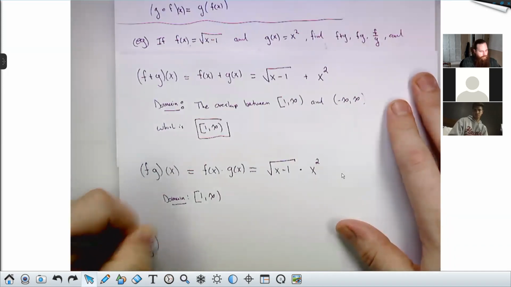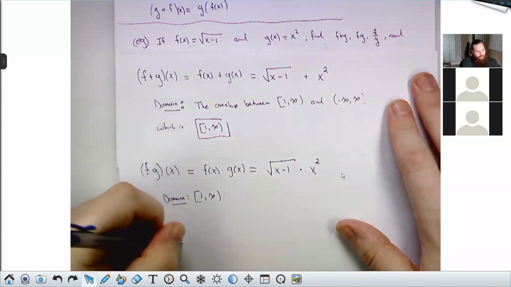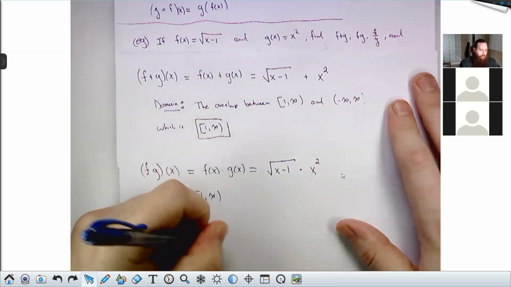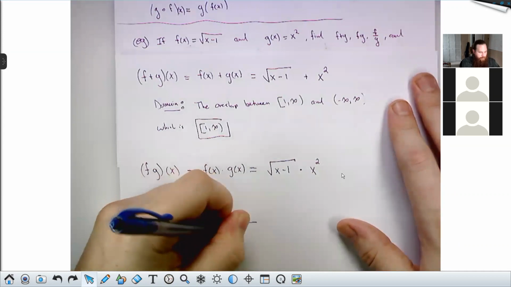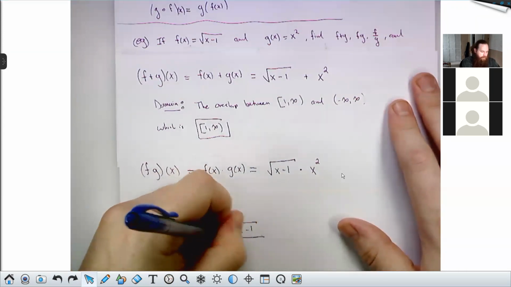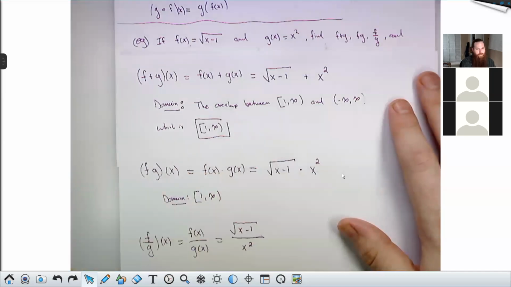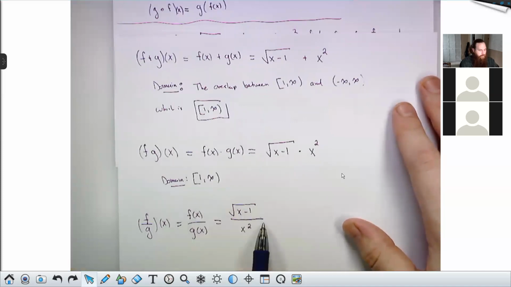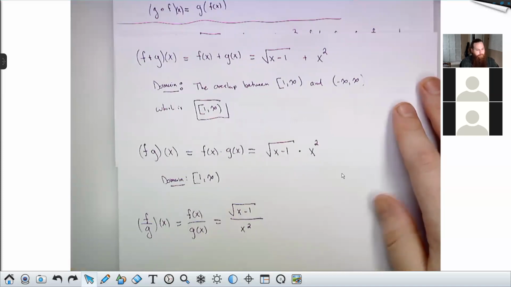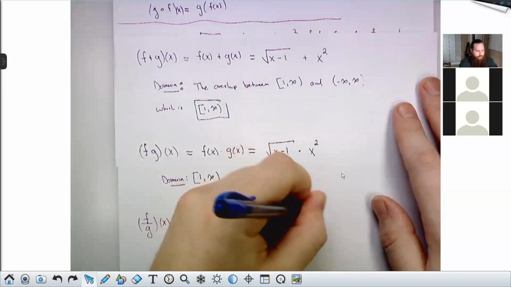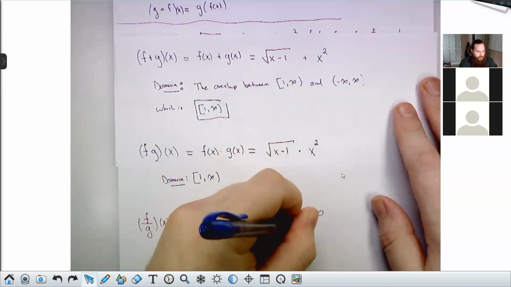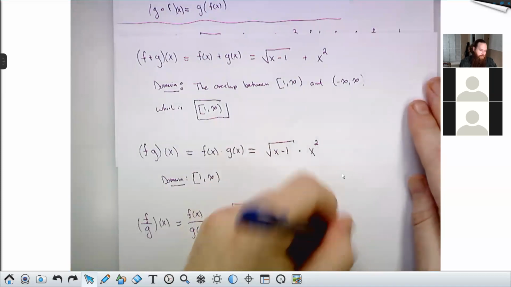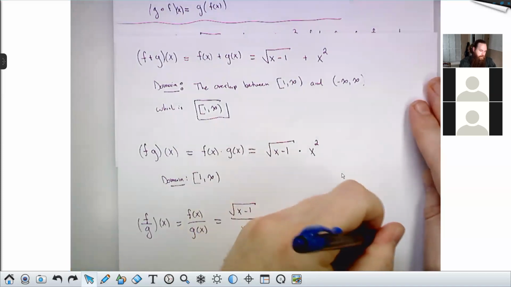Finally, f over g is always f of x over g of x. We're going to write this down. That looks like the square root of x minus 1, that's f of x, divided by x squared, that's g of x. So here, I would need to play the same game. I'm going to take the overlap, and then I'm going to kick out anything that makes the bottom 0. G of x is equal to 0 if x squared is equal to 0, if x is equal to 0. So 0 is not in the domain.